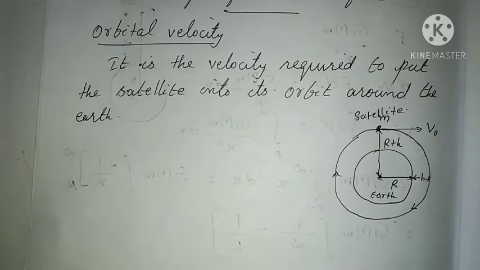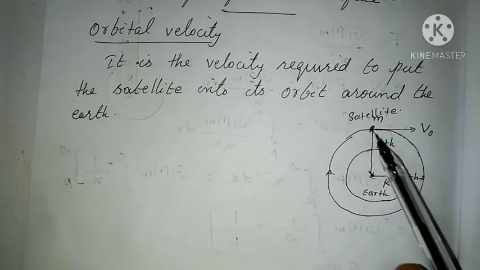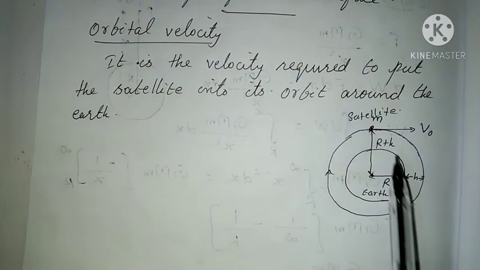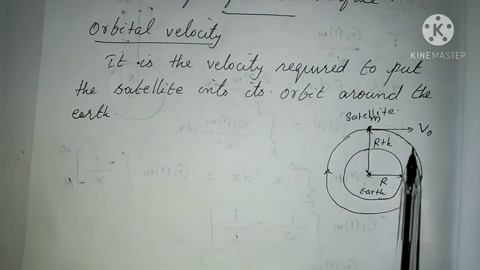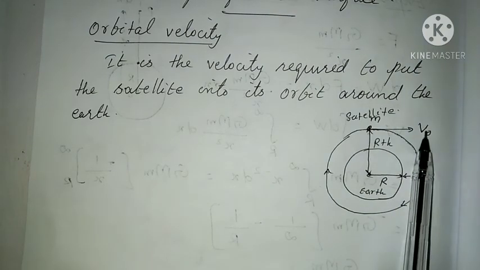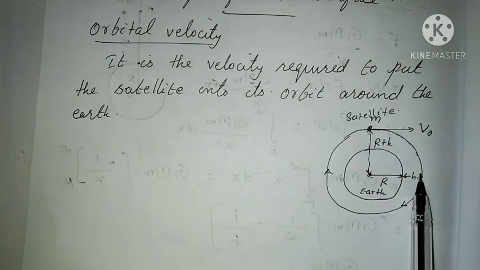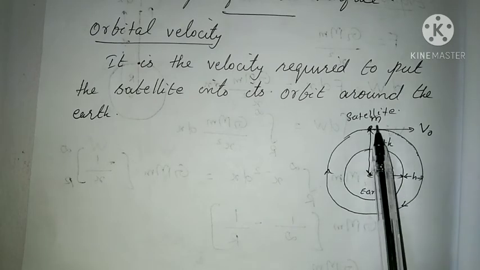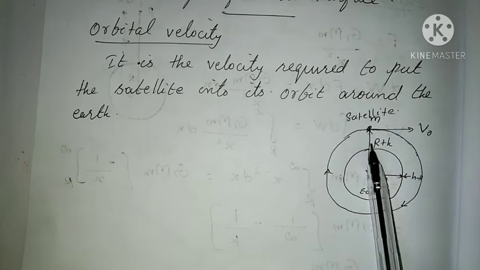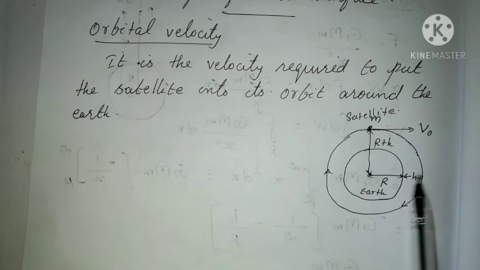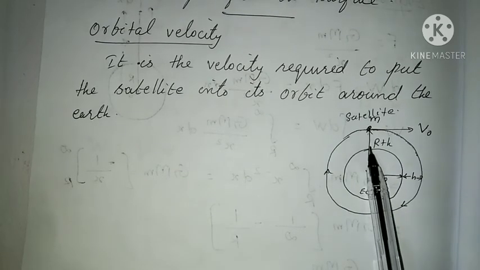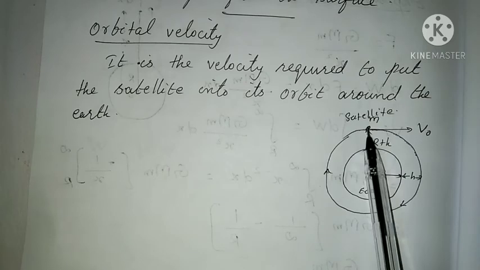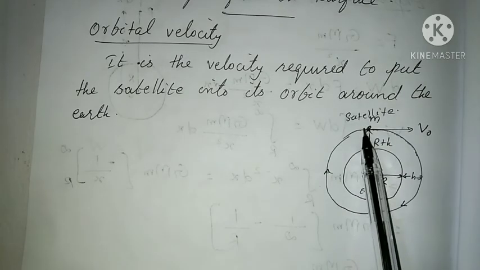Okay. Orbital velocity. It is the velocity required to put the satellite into its orbit around the Earth. Here we are considering a satellite of mass small m orbiting around the Earth with a velocity v0, and h is the height of the satellite above the Earth's surface. So the orbital radius is R plus h. This distance is R, then h. So the total distance, that is the orbital radius, is R plus h.